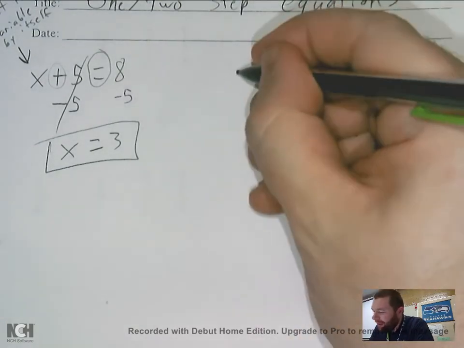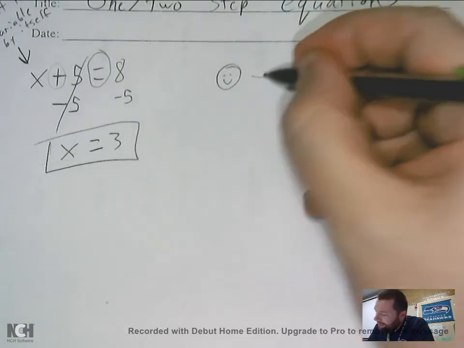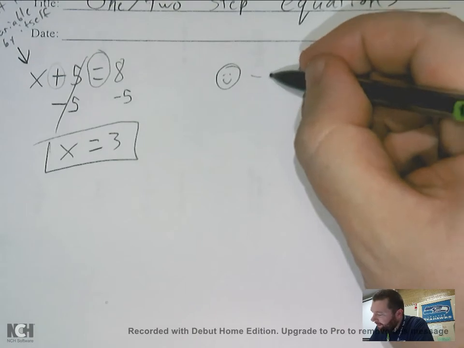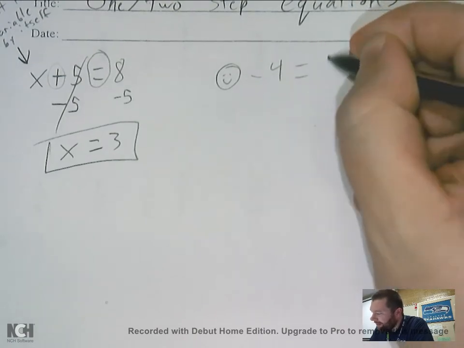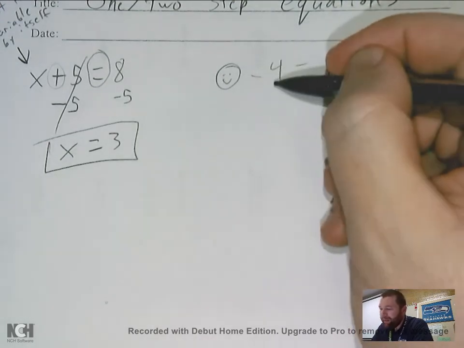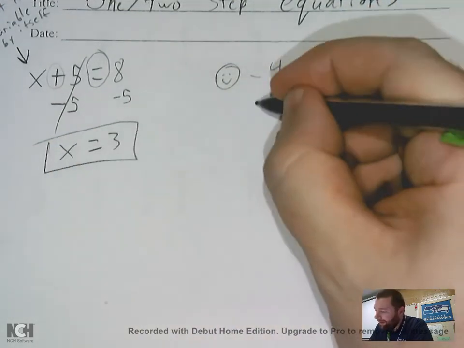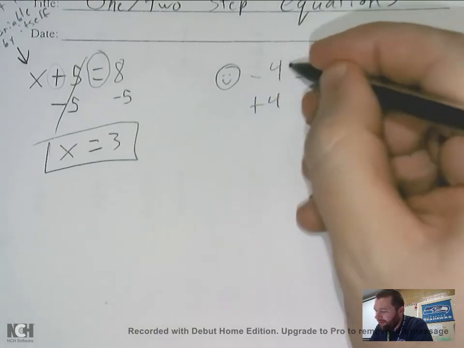So let's do a smiley face variable because, you know, we're happy. Smiley face minus 4 equals 10, right? So minus 4, what's the opposite of subtract? Well, it's addition, right? So I would have to add 4 to get rid of this minus 4.